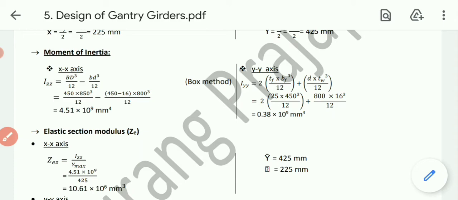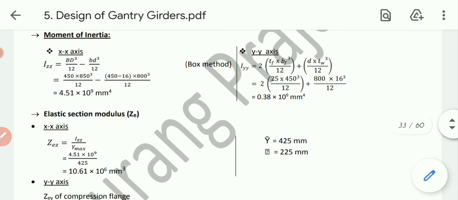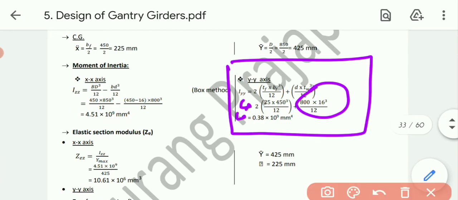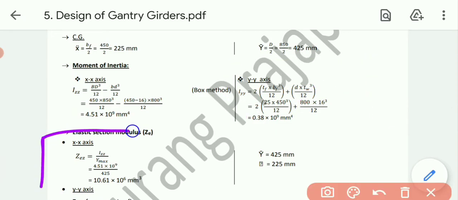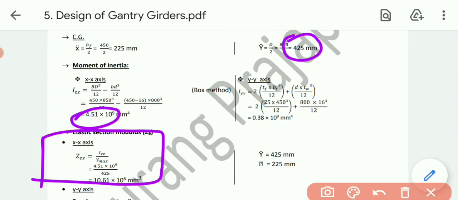Then elastic section modulus. Now for the elastic section modulus, we can say with respect to x-axis, Zz equals Iz, that is this one, divided by, we can say, Y bar, that is this one. So by putting down this value over here, 4.51 into 10 raised to 9 divided by 425, we'll get the answer 10.61 into 10 raised to 6 mm cube.